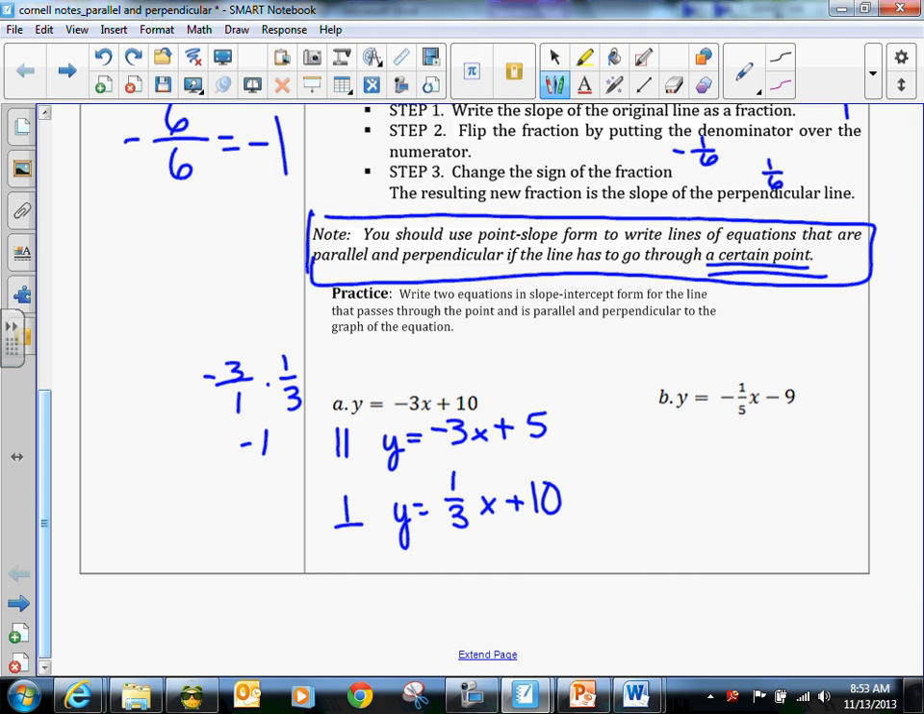For here, I have for my parallel, keeping my slope, y equals -1/5 x minus 2. For my perpendicular, I'm going to say y equals 5x minus 9.